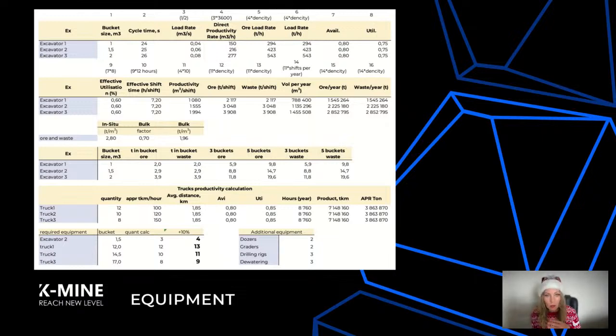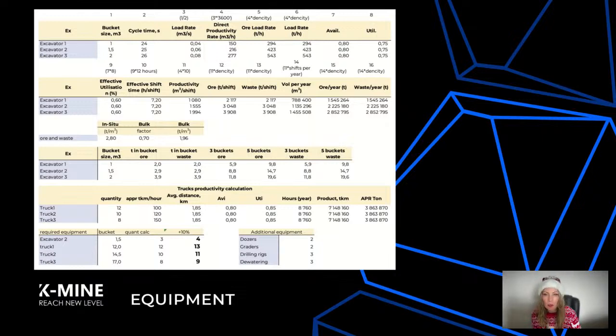To figure out the load rate, we simply divide the volume of the bucket by how long each cycle takes. Then we get the hourly direct productivity, and we multiply this load rate by 3,600. That's the number of seconds in an hour. After that, we multiply the direct productivity by the loosened density to get our calculated load rate. For effective utilization, we look at 2 things, availability and utilization rates. We multiply these together to see how effectively we can use our equipment during a shift.